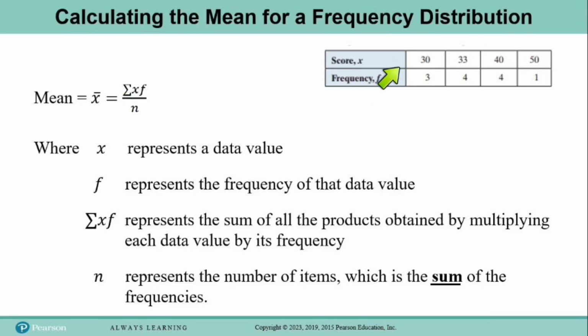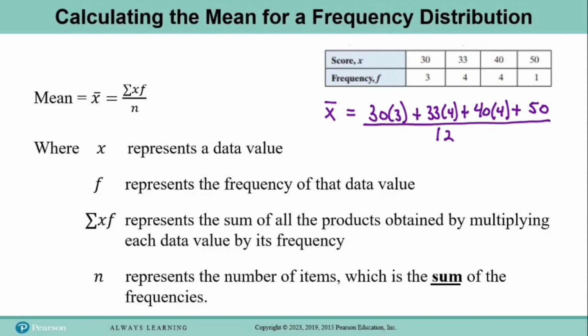So the formula says that we take every data value and multiply it by its frequency, and we add all of those together. So it's going to be 30 times 3 plus 33 times 4 plus 40 times 4 plus 50 times 1, and that would just be 50. And whatever that total is, we divide it by 12. And so if you do that on your calculator, you punch in all of this on the top and then hit equal to get a total, and then divide by 12, you'll get a mean of 36. And we know that's correct because we did it on the last slide.